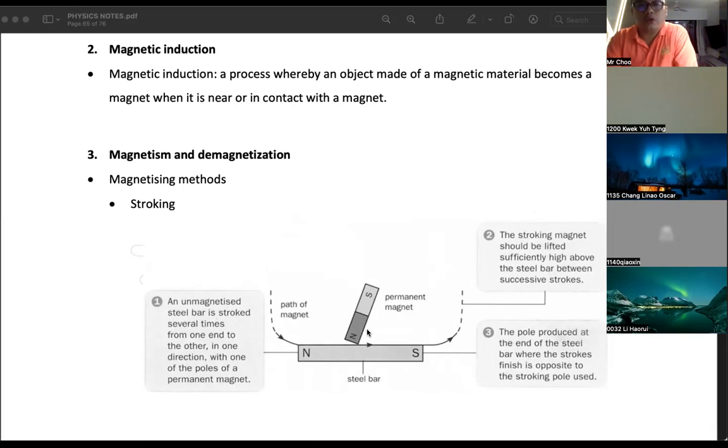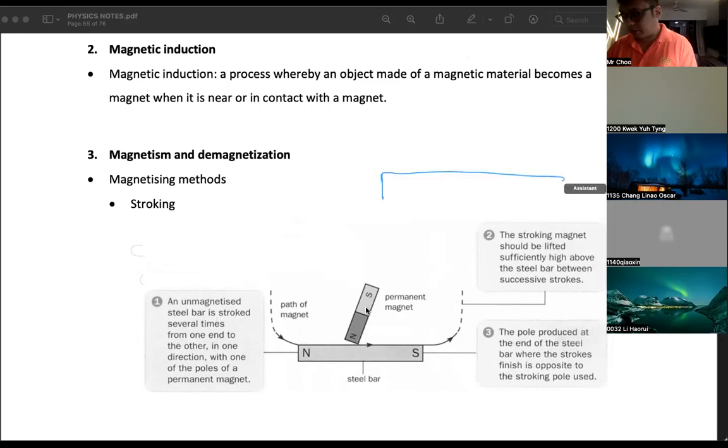You bring the magnet down from far away, drag it across the steel bar, then drag it away, far away. Then you repeat the cycle again and again until the steel bar becomes a magnet. So how do you remember the pole? The pole produced at the end of the steel bar is always opposite to the stroking magnet's pole. Is that clear?